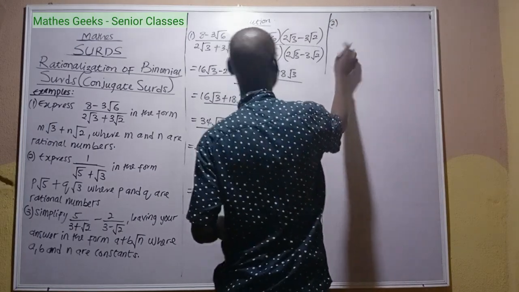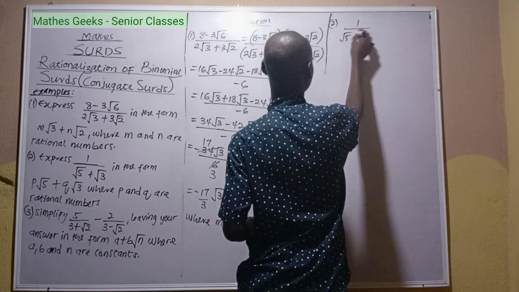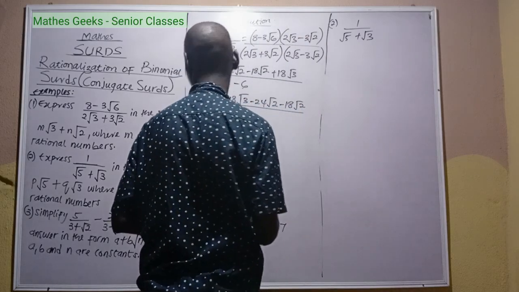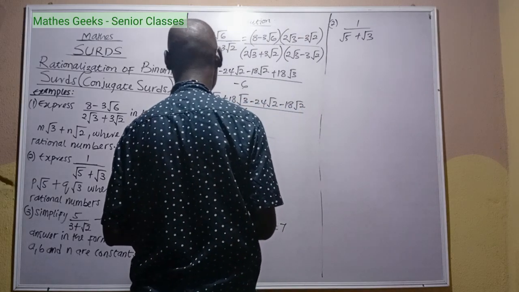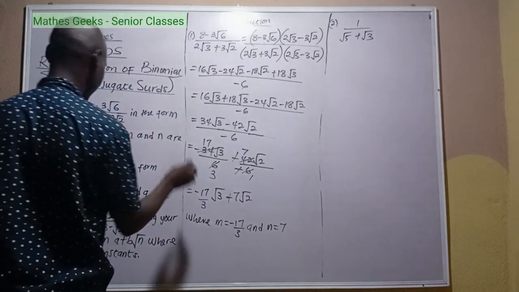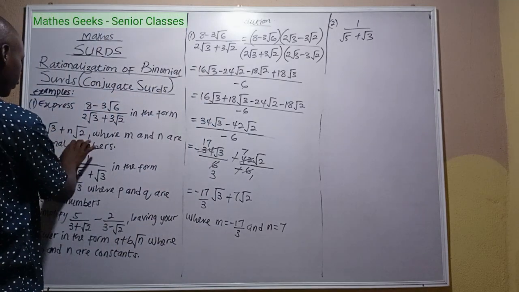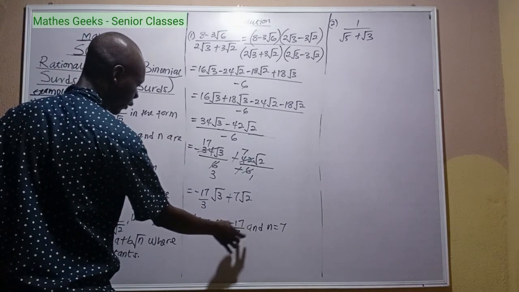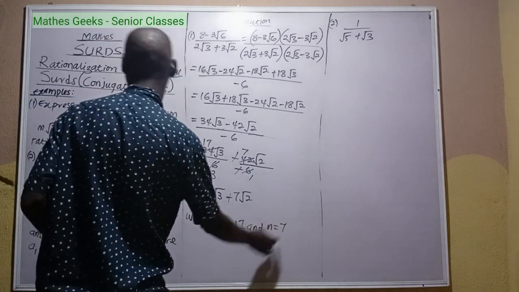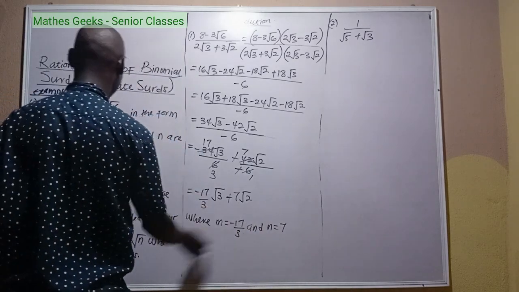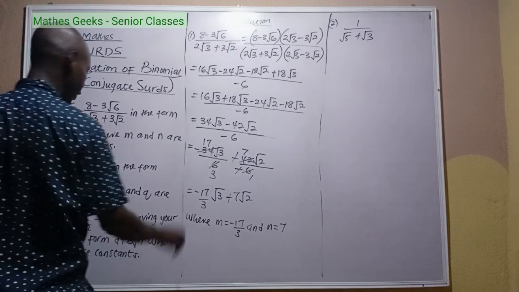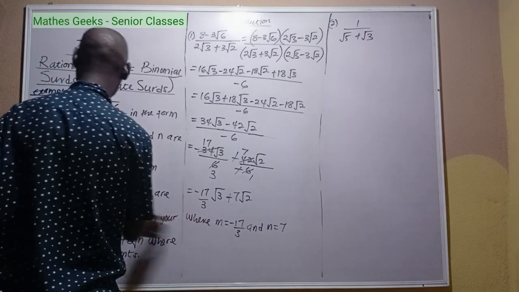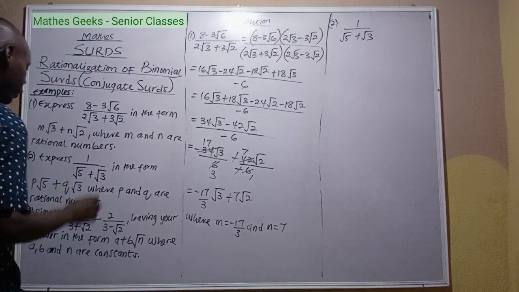Number 2, express 1 over root 5 plus root 3 in the form p root 5 plus q root 3, where p and q are rational numbers. So I forgot to add, like in number 1, where this statement says m root 3 plus n root 2, where m and n are rational numbers. So of course, you can see that our m being minus 17 over 3 is a rational number, and our n being 7 is a rational number. So this is exactly what we're going to get after we are done with simplification. But that doesn't mean that our p would also look like this or like that, but it's just that the final result, whatever p or q would represent, would be a rational number.